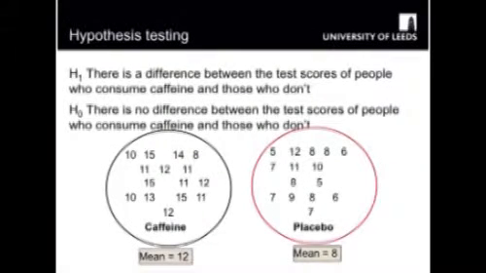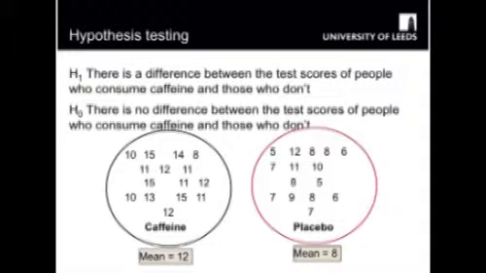On this slide you'll see that I've got two circles with numbers in. These represent some made-up data that we can use to illustrate our points as we go through talking about significance testing. So we have one circle with caffeine data and one circle with placebo data. And we've got 10 people in each group. You can see that I've calculated the means of these groups, and the mean of the caffeine group is 12 and the mean of the placebo group is 8.